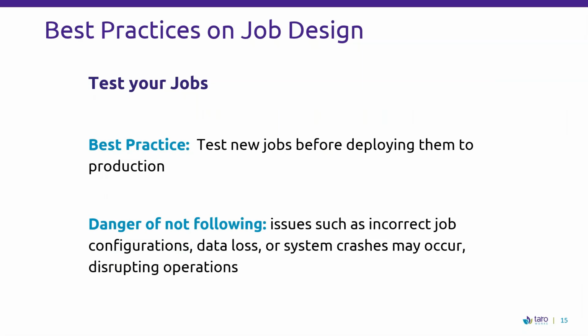Other good practice is testing your jobs. Test new jobs before deploying them to production. This reduces the likelihood of errors impacting live data. Create a test mobile user to test your jobs before sharing them with your mobile users. The danger of not following this, without proper testing, issues such as incorrect job configurations, data loss, or system crashes may occur, disrupting operations and leading to costly mistakes.